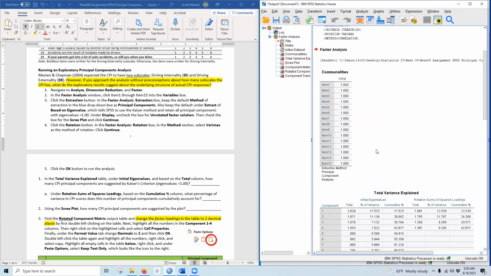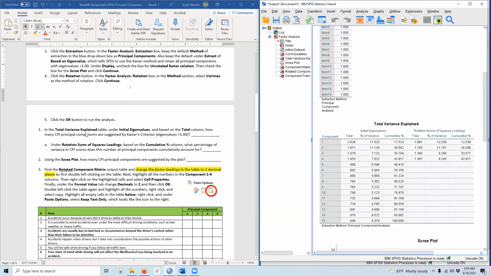It is running the analysis right now. And again, this is an exploratory one. In the total variance explained table, under initial eigenvalues, in the total column, how many CPI principal components are suggested by Kaiser's criterion? That is, how many factors or themes have an eigenvalue greater than 1? You have 1, 2, 3, 4 of them. It looks like there are 4 themes that SPSS has picked up on, that is, patterns of responding to these 15 items. That's weird. There's only supposed to be 2. So the simple answer to how many CPI components are suggested by Kaiser's criterion is 4, and hopefully that's what you put.